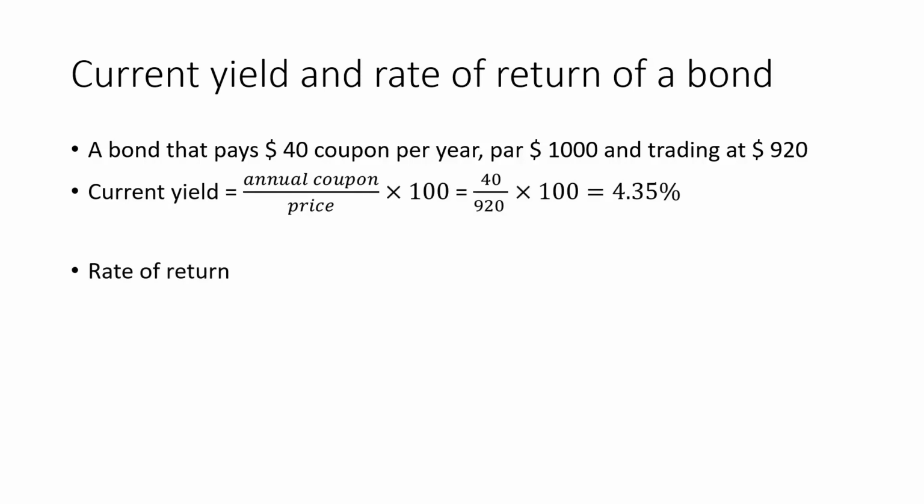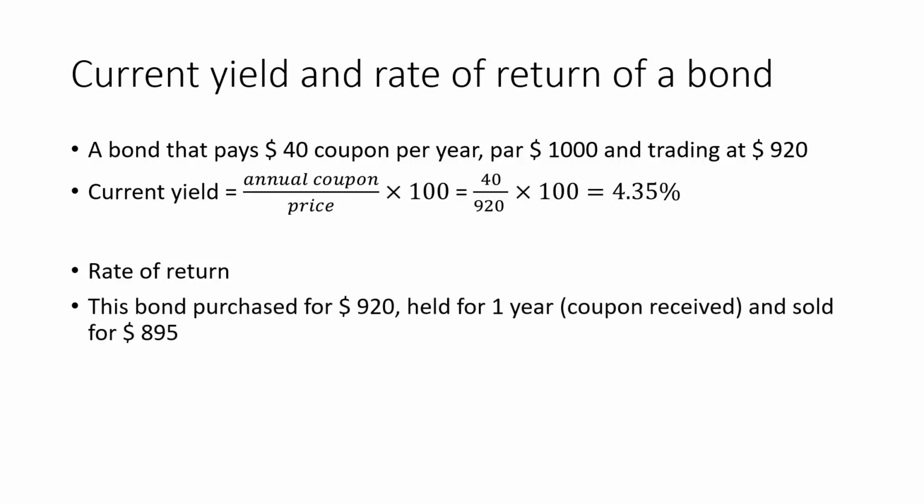Now the next concept is called the rate of return. Rate of return is similar to the current yield, except now that we've sold the financial instrument, we could have made a capital gain or a capital loss. So in this case, again, same thing. We purchased the bond at 920. We got one coupon of 40, and then we sold the bond for a loss of 95 after 1 year. So the rate of return is first part, the coupon divided by price, and the second part would be the capital gain or loss divided by price.